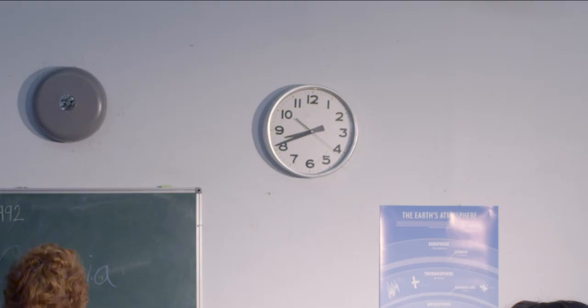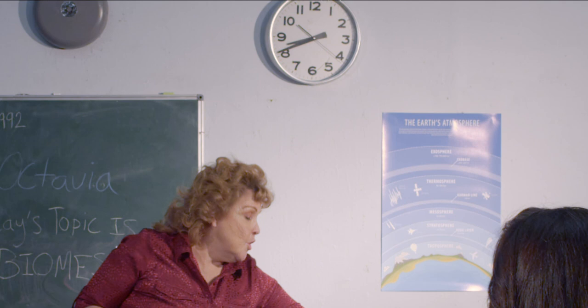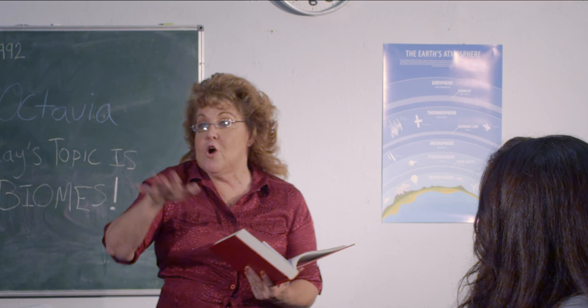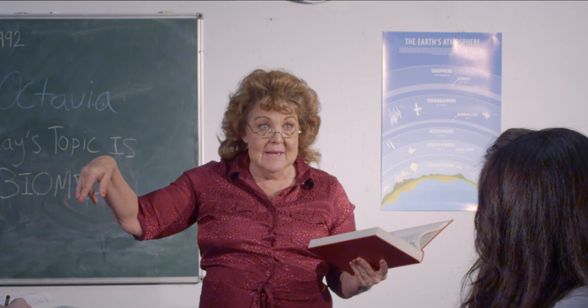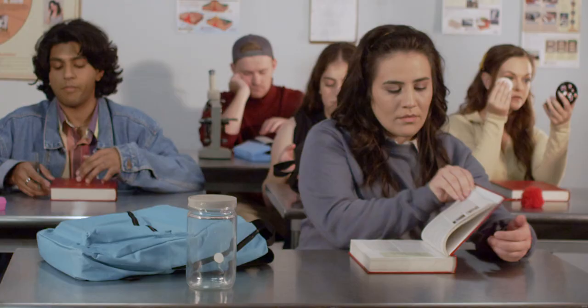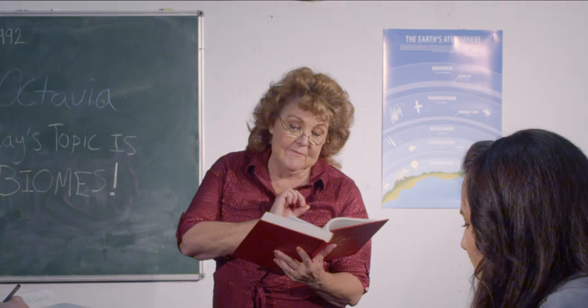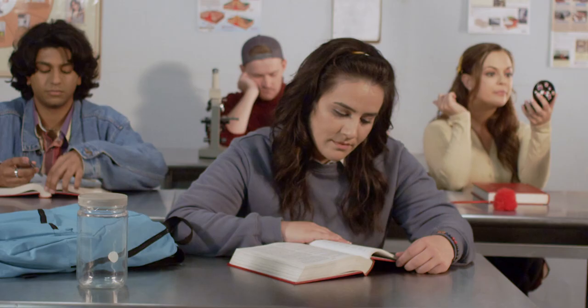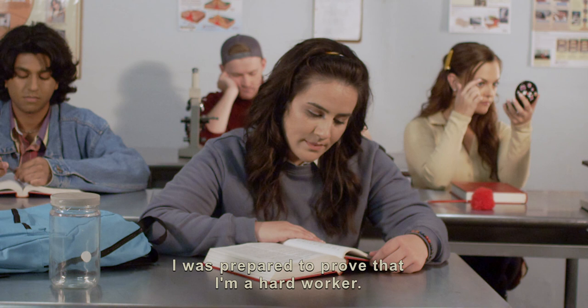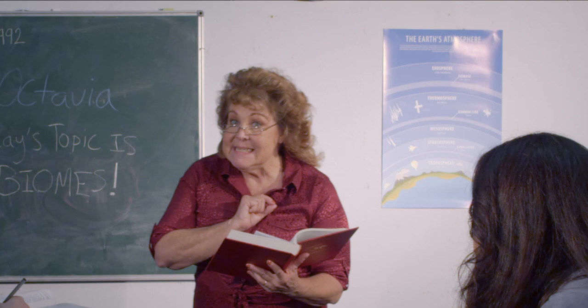All right, class, open your books. We're gonna popcorn read today. I'm going to begin, and then I'm going to call on one of you, and then you'll pass it along, and then to the next one. Okay, sounds simple? All right, let's go. Biomes are large areas where the vegetation and wildlife are similar within a specific climate. The five major types of biomes are aquatic, forest, grassland, desert, and tundra. Stacy.